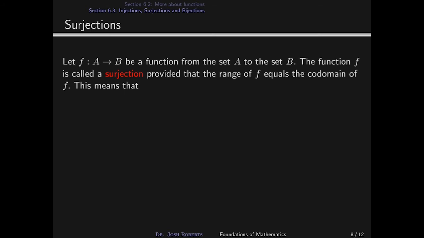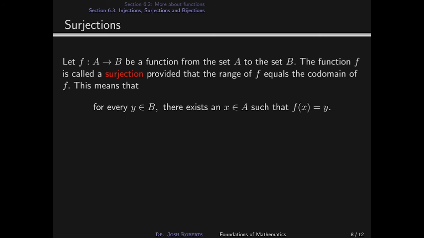Okay, the next extra bit of terminology we can add to functions is surjection. So start out with a function from A to B. The function is called a surjection, provided that the range of f equals the codomain of f. This is a more useful way to write the definition: for every y in B, there exists an x in A such that f of x is equal to y. The range is the whole thing.